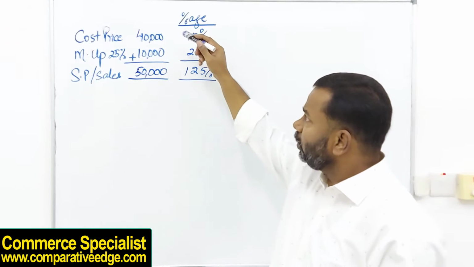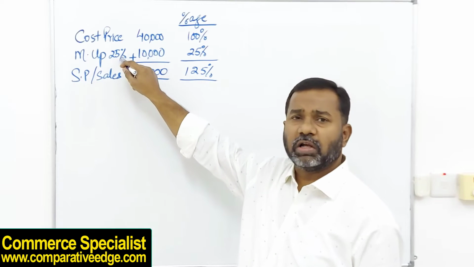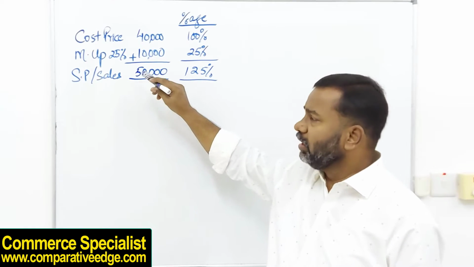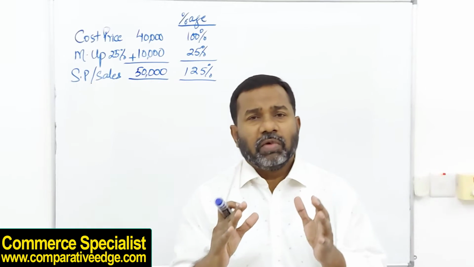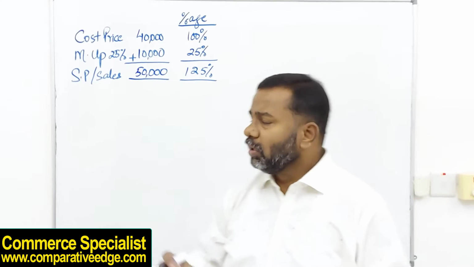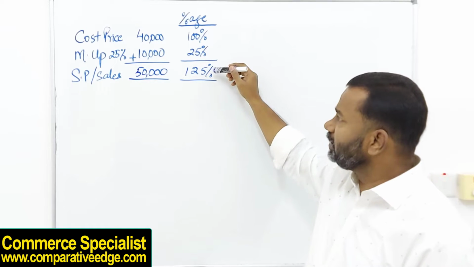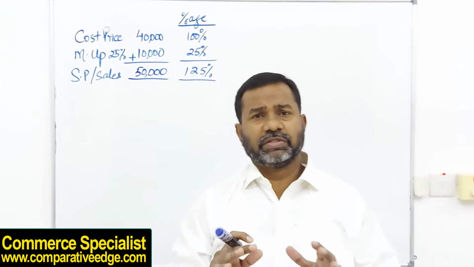So it is always like this. If you have cost of 40,000, you add 25% markup on top of it, which is 10,000. You add, you get sales. In terms of percentage, when we are talking about markup, cost is always taken as 100%. So 100% is the cost, 25% is the markup, and you get sales or selling price 125%. I hope this is clear to you.